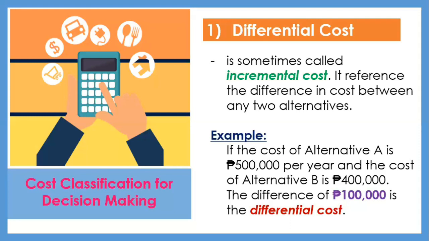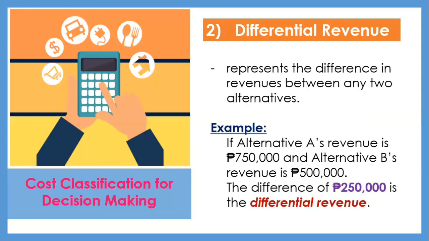Second, we have differential revenue. And if we say differential revenue, it represents the difference in revenues between any two alternatives. For example, if alternative A's revenue is 750,000 pesos and alternative B's revenue is 500,000 pesos, the difference of 250,000 pesos is our differential revenue.